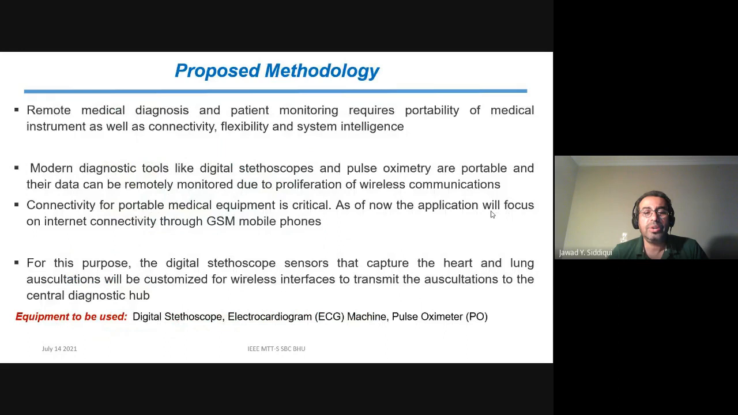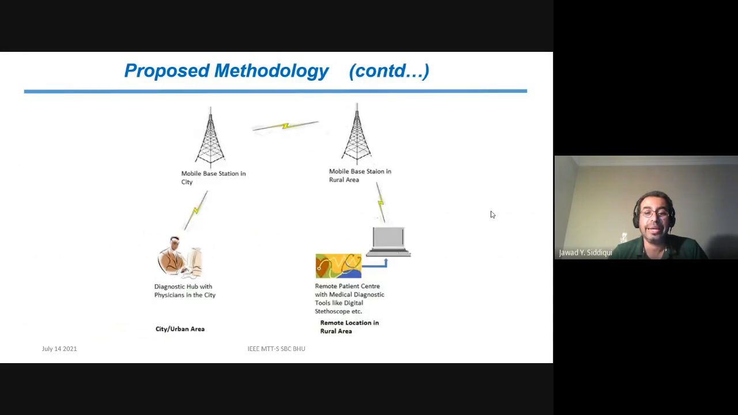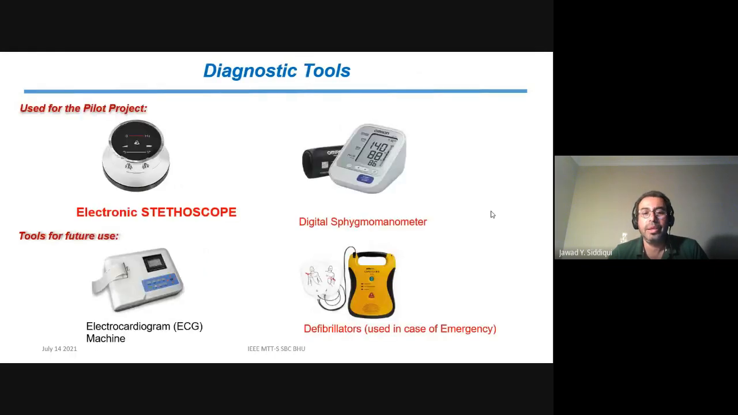So the proposed methodology is to use a digital stethoscope with connectivity using a GSM mobile phone. What I will show is connecting the physician, who will be in the city, to a diagnostic probing tool in the village, and using that connectivity to detect a problem. Some of the diagnostic tools used were an electronic stethoscope and a digital sphygmomanometer, and you can use ECG machines or defibrillators for emergency use.